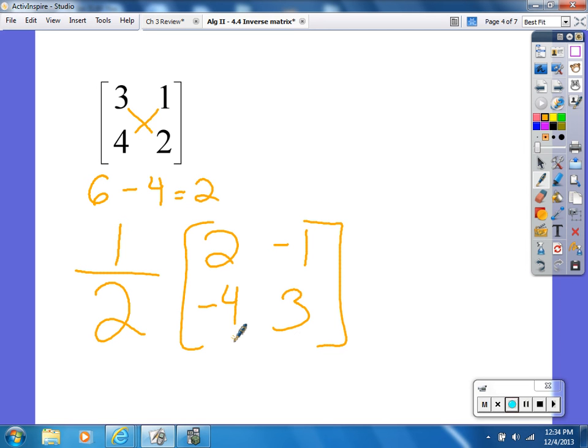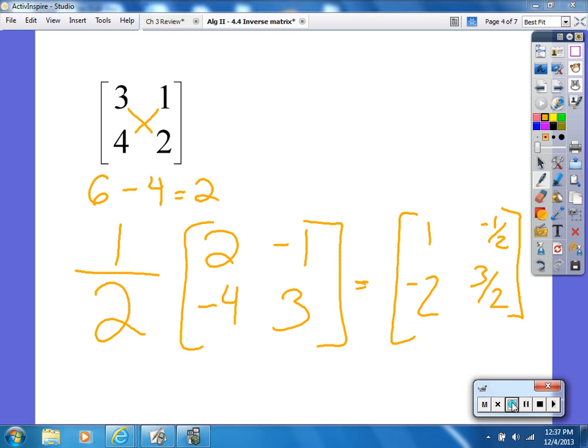Any questions so far? No? Then we just multiply. What's half of 2? Half of -1. -1/2. Half of -4 is -2. And half of 3, 3/2. That make sense?